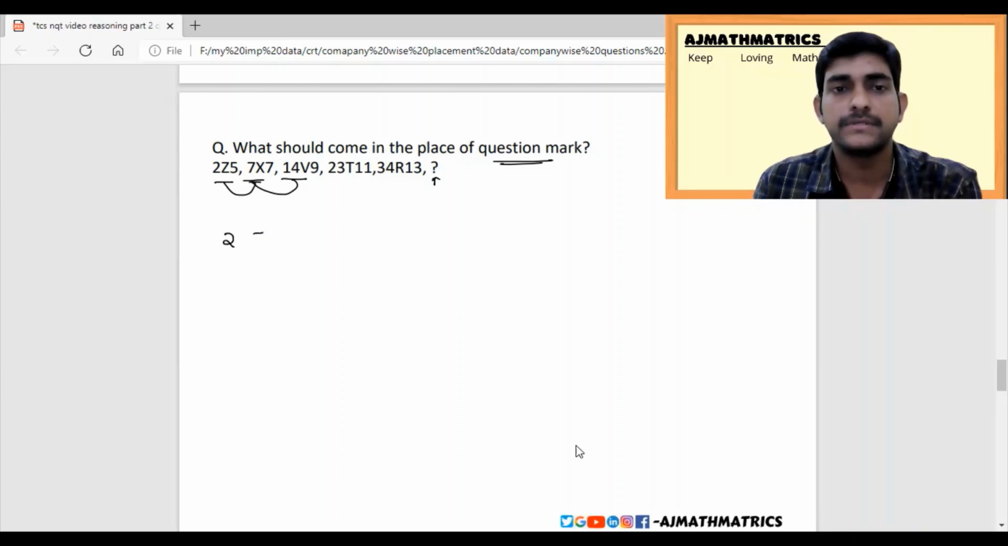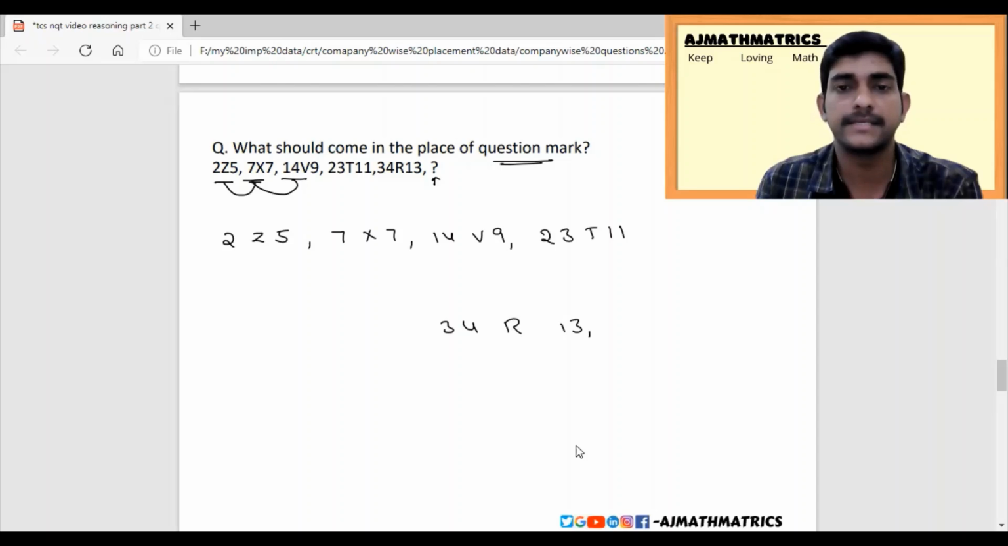Now, 2Z5, 7X7, 14V9, 23T11, 34R13. So this is the series, and we are going to find out the relation.